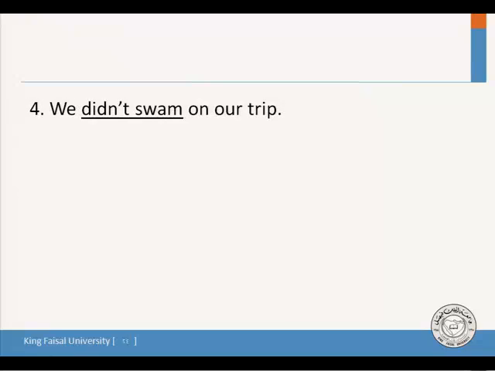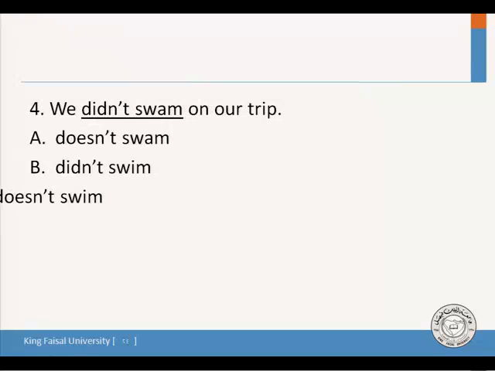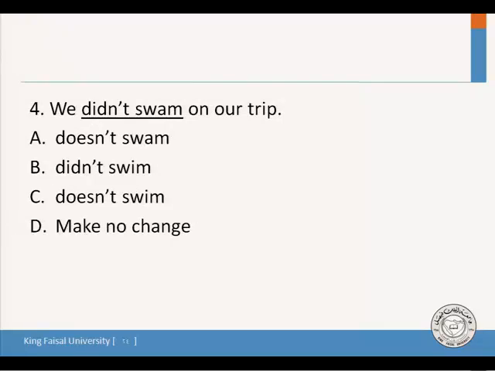Number 4, we didn't swim. This is not correct. Can we say didn't swim? Or do we say doesn't swim, or is it correct? In the past, you remember, we use didn't with the base form. Didn't swim, didn't go, didn't try.